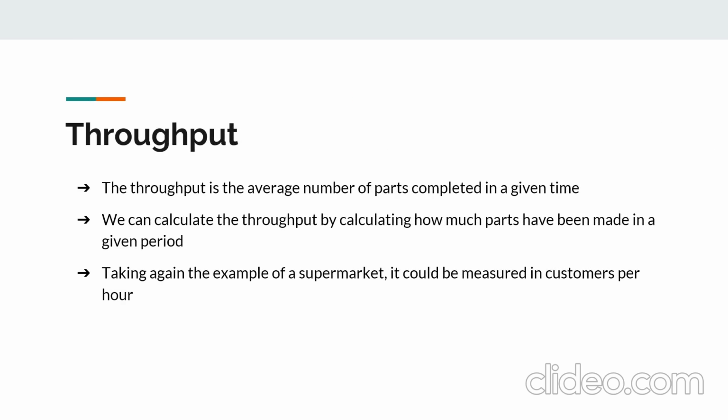The second variable is throughput, which is basically the rate at which the items are produced. We measure this by counting the number of parts produced in a known period of time. Let us take the same example of the supermarket for our ease of understanding. The throughput in this case would be the number of customers per hour.